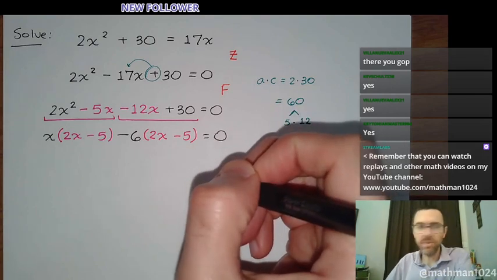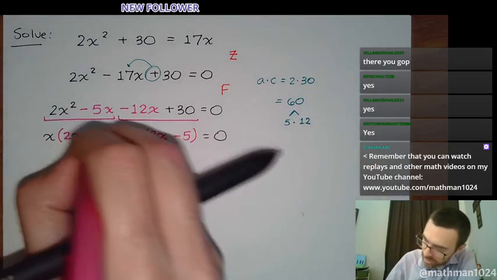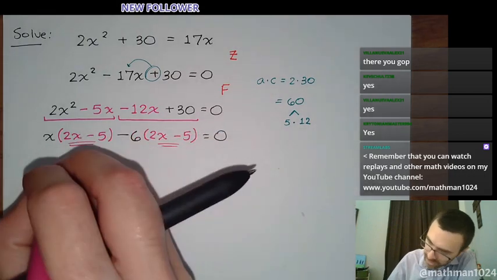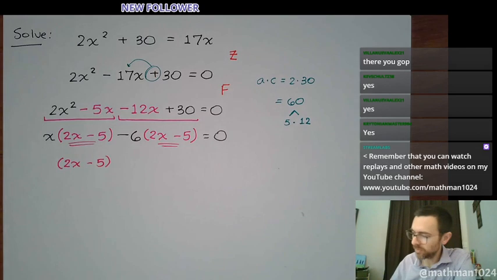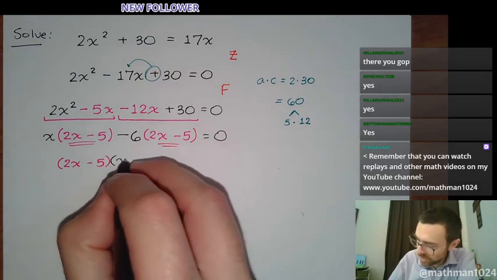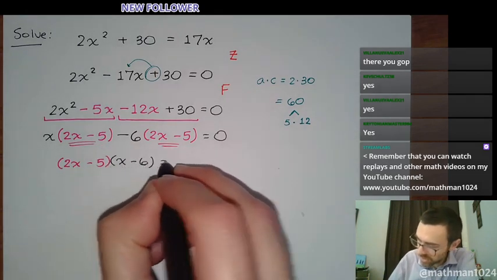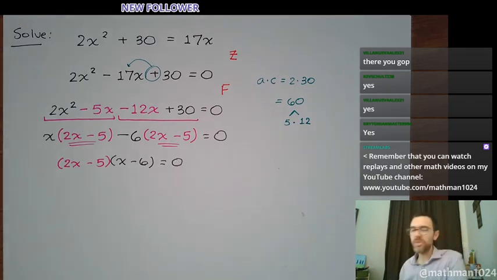And now we can finish this factoring by grouping problem. 2x minus 5 is a big common factor that goes in front. And then we have x minus 6. Now, last week I showed you a lot of different ways for factoring, so you just pick a method that works best for you and factor.